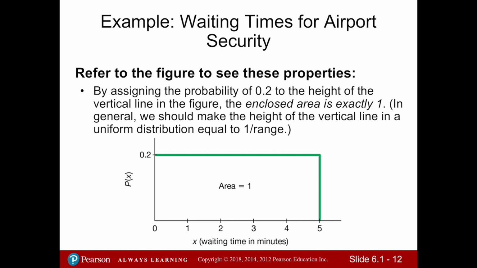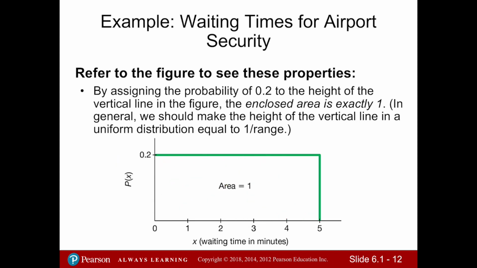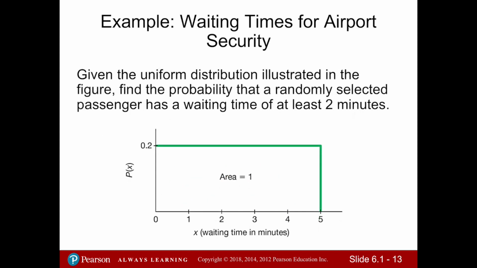And by assigning this probability of 0.2, or 1/5, this assures us that the area underneath this rectangle, the shaded-in region, is actually going to have an area of 1, which is what we want. And so now we can really answer any type of question we would have regarding this probability.